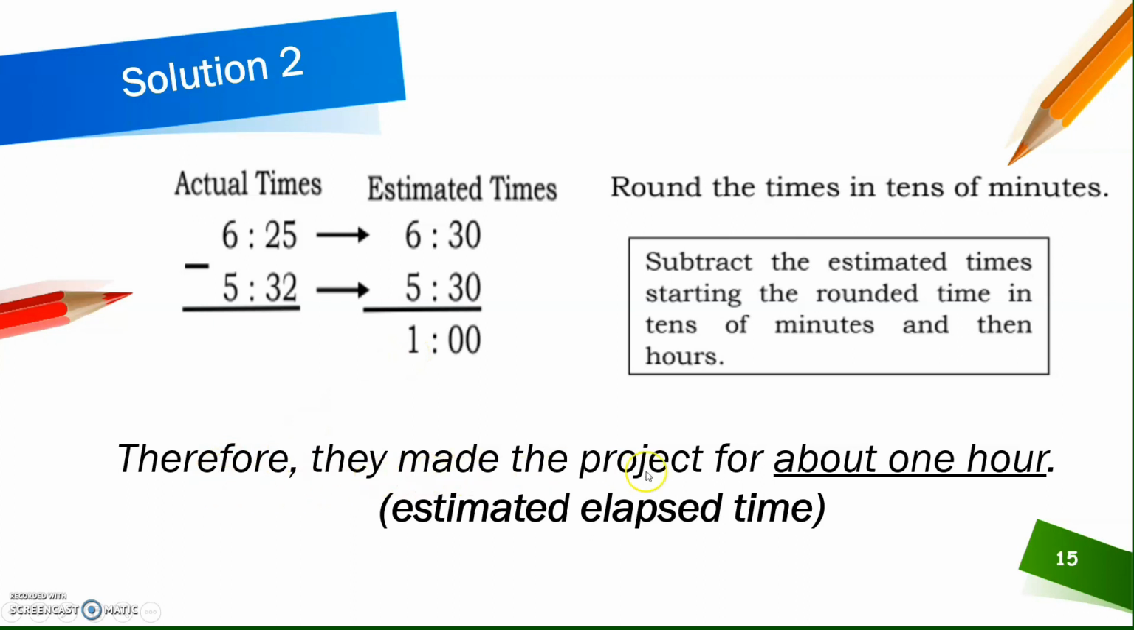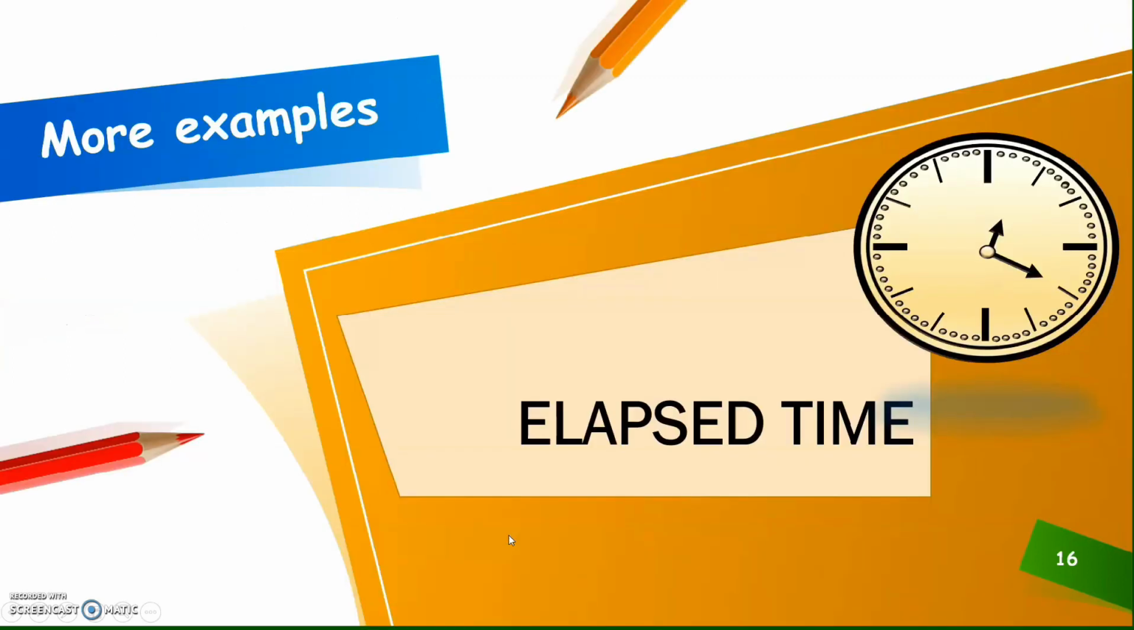Therefore, they made the project for about 1 hour. So, tingnan nyo yung word na ginamit, about, kasi estimated lang, hindi mo sure. Hindi ka sigurado kung naka 1 hour nga talaga sila. Okay, it's like telling more or less 1 hour. Okay, yan yung estimated time na sinasabi.